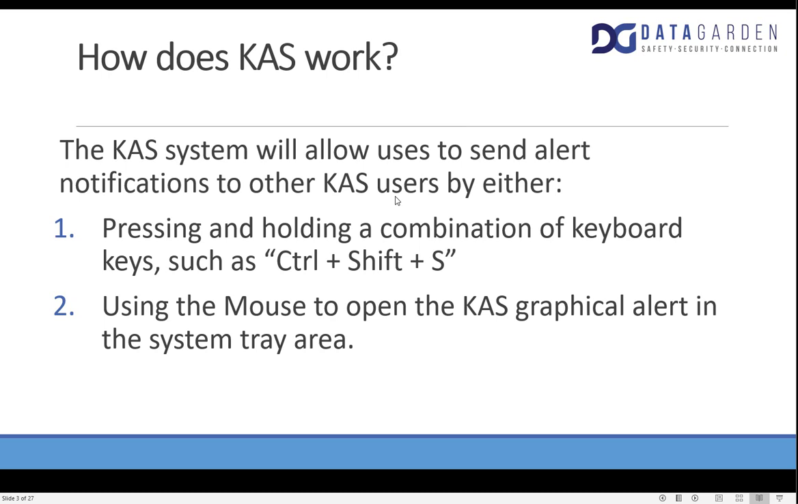You can send keyboard alerts out in two different ways. One is by pressing and holding a series of keyboard keys, such as Control plus Shift plus S, or using the mouse to open a graphical alert notification that's down in the system tray area.